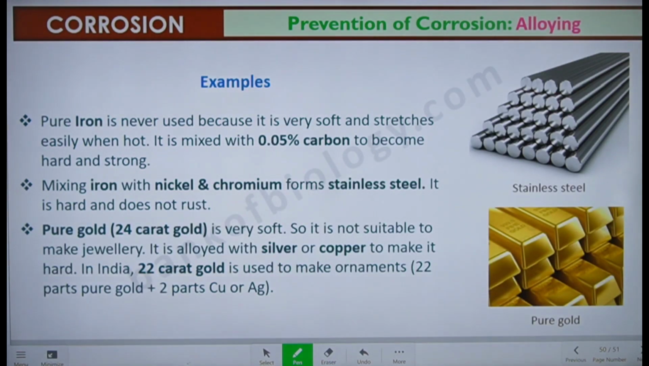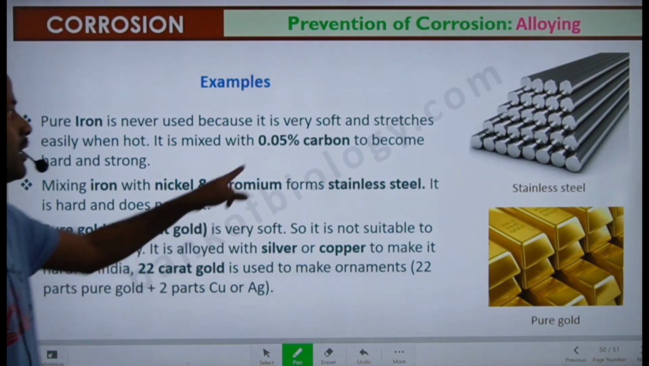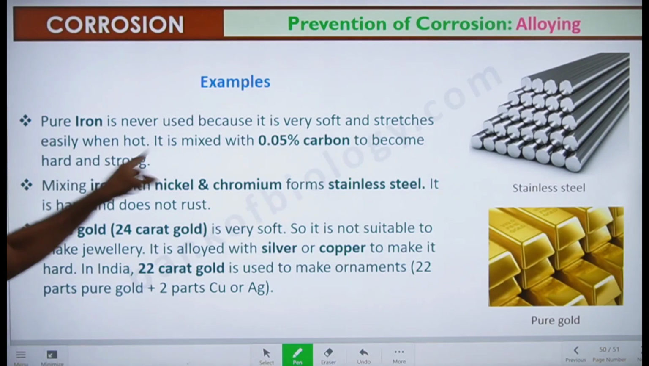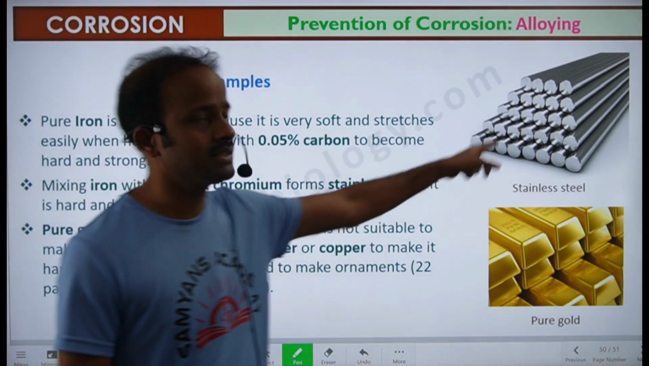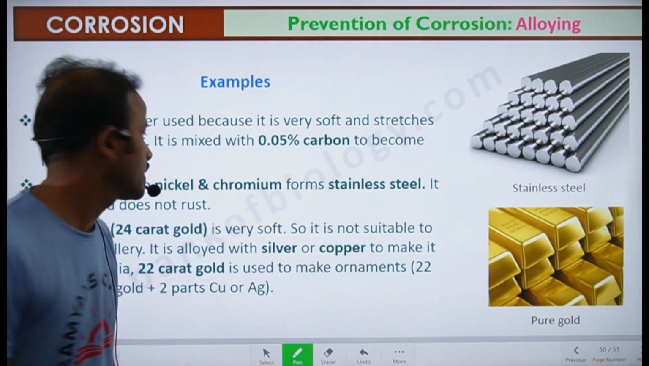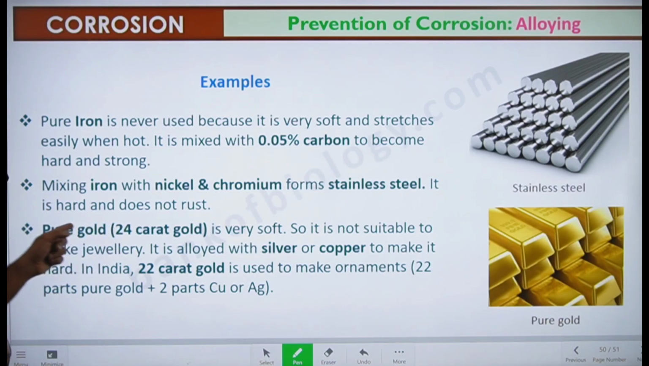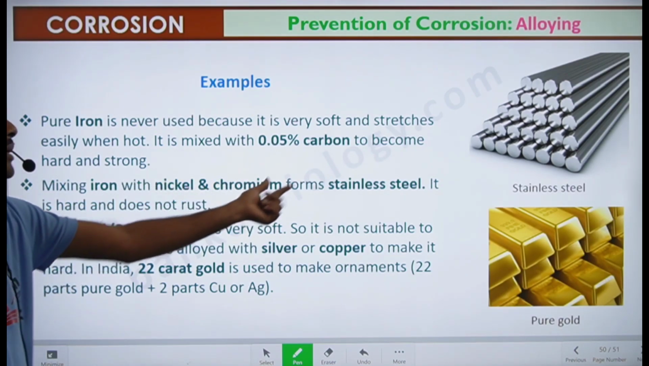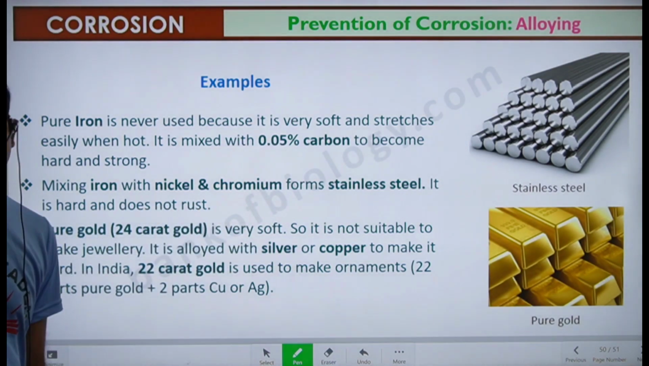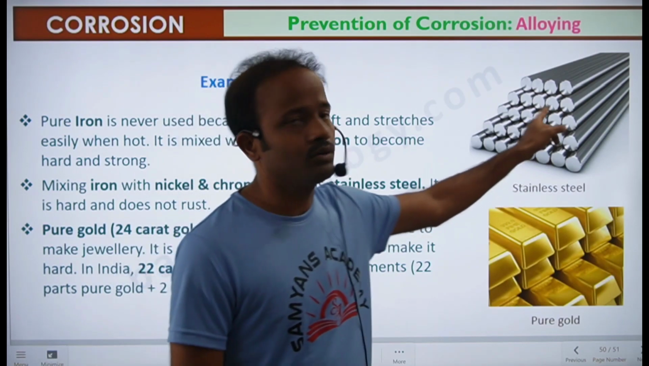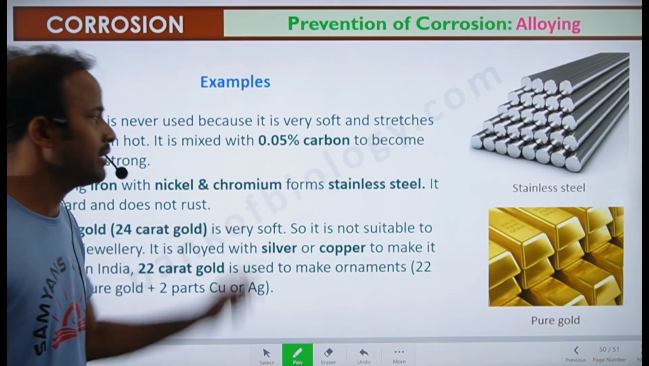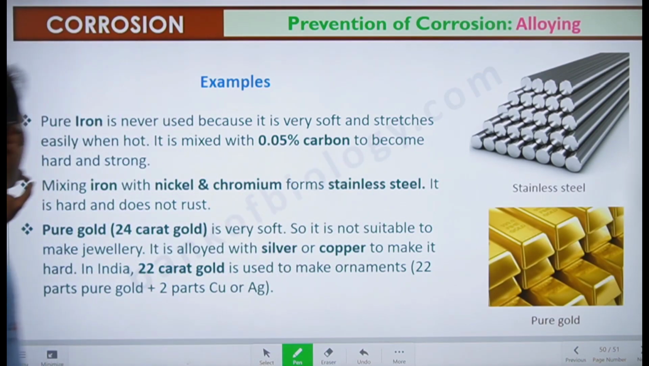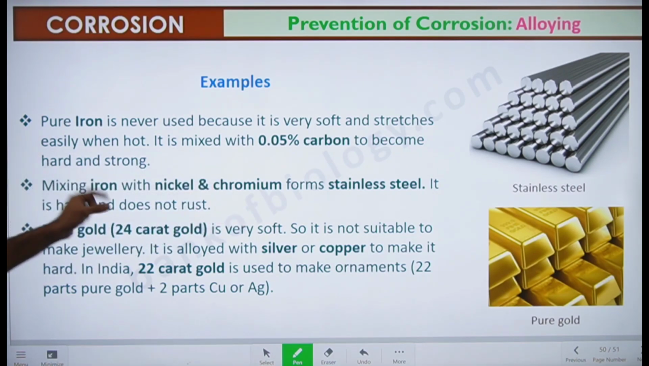Next one, examples. Pure iron is never used to prevent corrosion. So we add some 0.05% of carbon to make it hard and strong, and it is non-corrosive also. This is called stainless steel. Stainless steel does not corrode. Mixing iron with nickel and chromium forms stainless steel. It is hard and does not rust. Okay, these are stainless steel. To make stainless steel, we mix iron with nickel and chromium, and it forms stainless steel. Okay, and it is hard and does not corrode or rust.